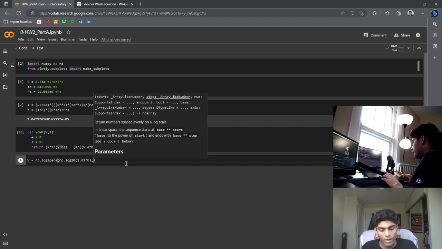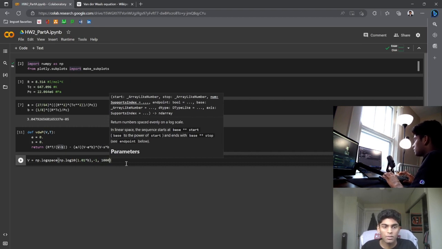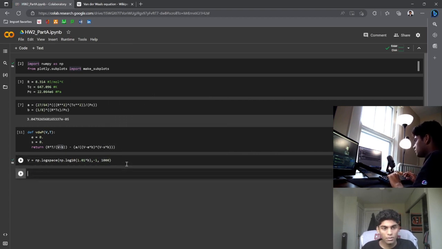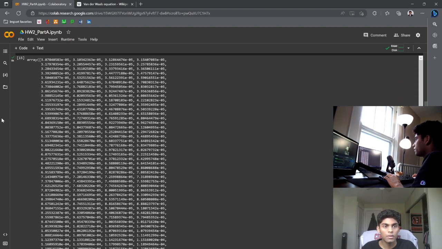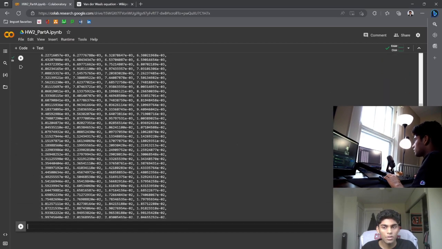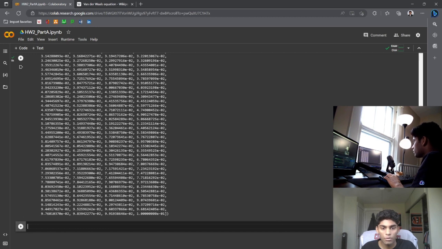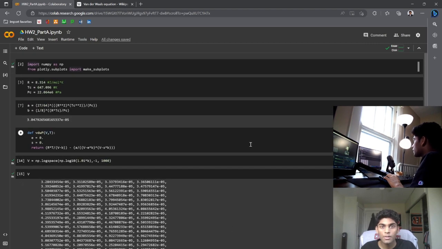Let's say we increment by 0.1 cubic meters, and let's end at, say, 1,000. Now if we look at our array V, we have all of these volumes. It looks like we're ready to plug these into a function and start graphing out our lines. We end at 10 to the -1. Yeah, that should be fine, I guess. So let's go ahead and try plotting all these out now.